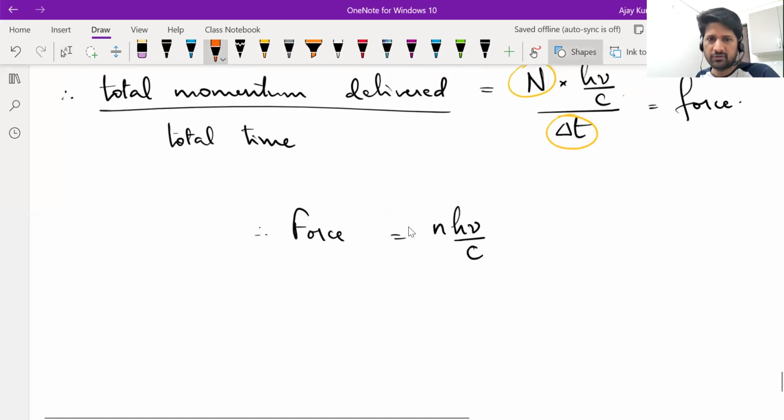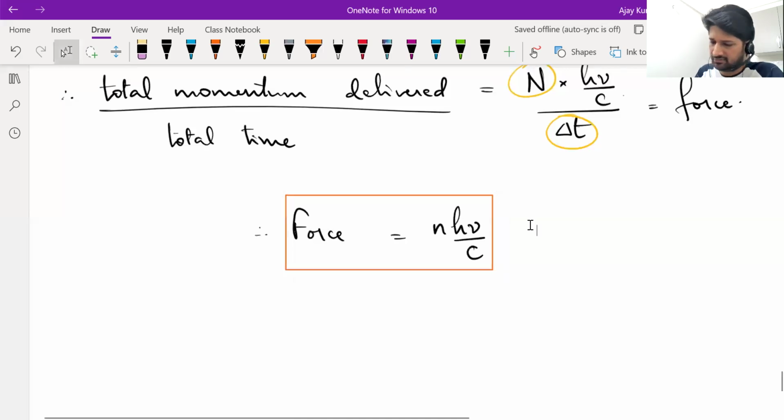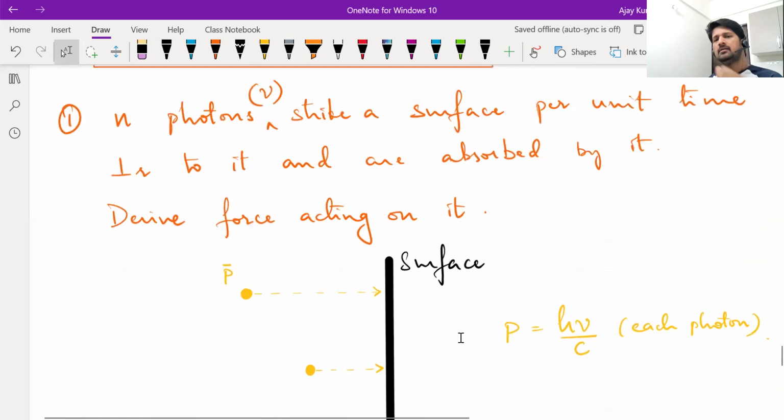Just think of the relation between force and momentum. Based on that, you can tell how much force acts on the surface. Now here, we assume the photons are absorbed by the surface. It is also possible that the surface reflects photons. Just tell me how the solution will vary had the photons been perfectly reflected by the surface. Suppose the surface is a perfect reflector. Then how much force will act on it?